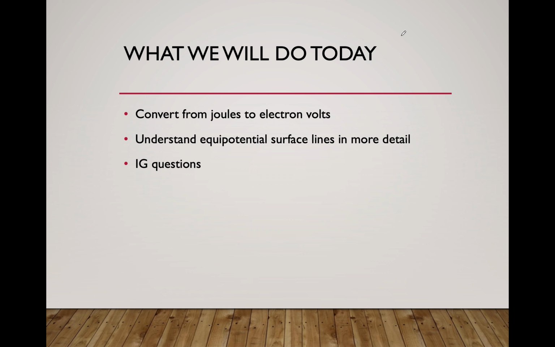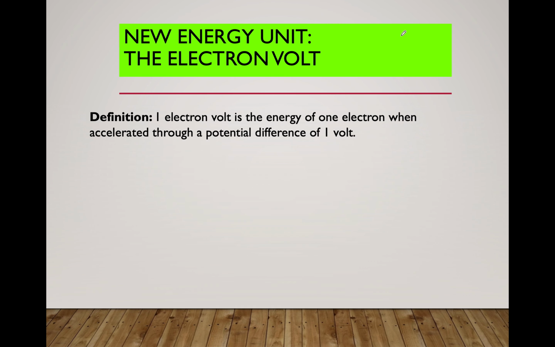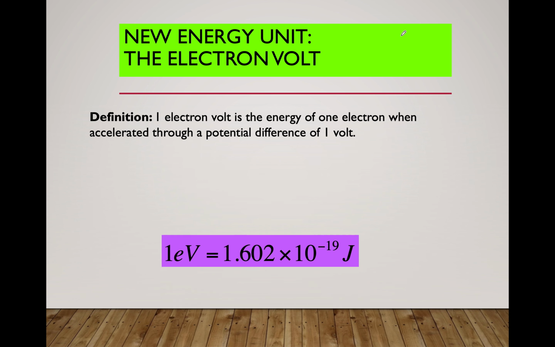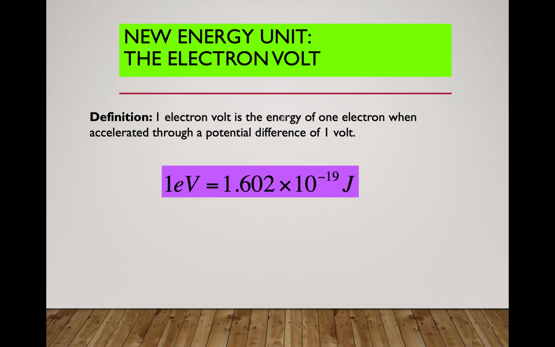Okay, so we'll convert from joules to electron volts, understand equipotential surfaces in more detail, and of course we've done the IG questions previously. So the electron volt just makes things a lot easier, because if you know the charge of an electron is times 10 to the minus 19, and then you have all these small numbers, which makes it hard for you to compare different sizes and different values. So we can say that 1 electron volt is the energy that 1 electron will have when you accelerate it through 1 volt of potential difference. Take 1 electron and you pass it through 1 volt, that's the energy.